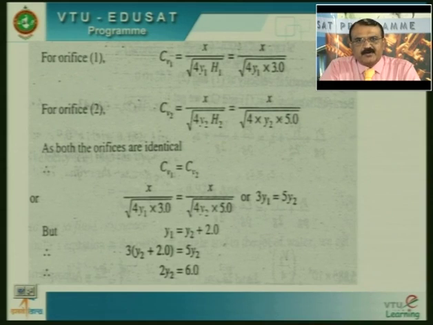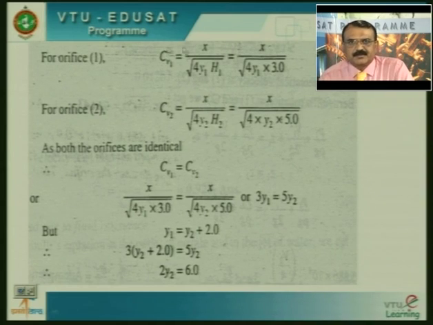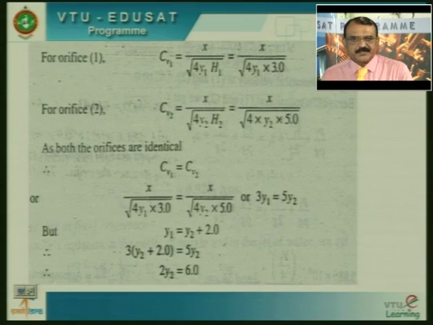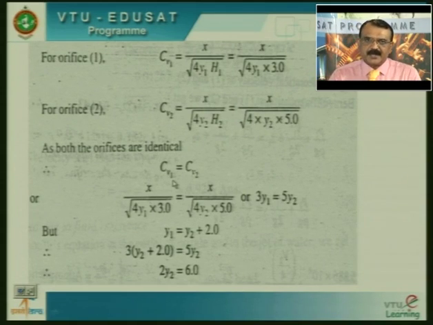Okay, x square divided by 4yh under root. Now in this case, if you look at this, kindly put this x square here, x square here. x square is missing here, so kindly put x square and x square. Now CV for orifice 1 is equal to CV for orifice 2. In other words, the coefficient of discharge for orifice 1 is equal to the coefficient of discharge for orifice 2. That is, this is the given condition.